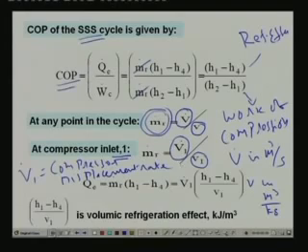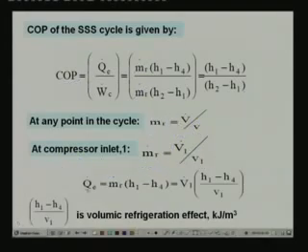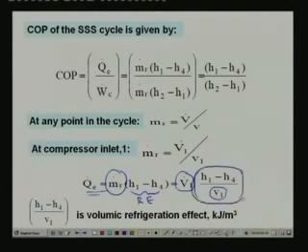Now we write the refrigeration capacity, which is equal to mass flow rate into H1 minus H4, which is nothing but your refrigeration effect. The mass flow rate is written in terms of the volumetric flow rate at the compressor inlet, V dot 1, and the specific volume of the refrigerant at the compressor inlet, V1. So Q dot E is written as V dot 1 into H1 minus H4 divided by V1. This parameter, H1 minus H4 divided by V1, has the units of kilojoule per meter cube, and it is called the volumic refrigeration effect.